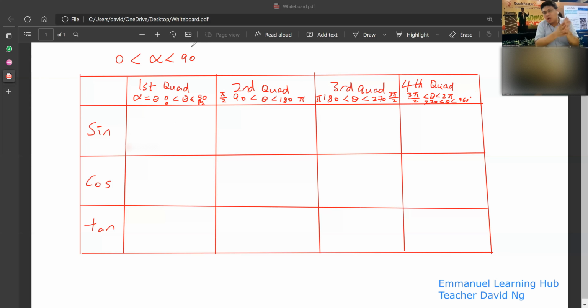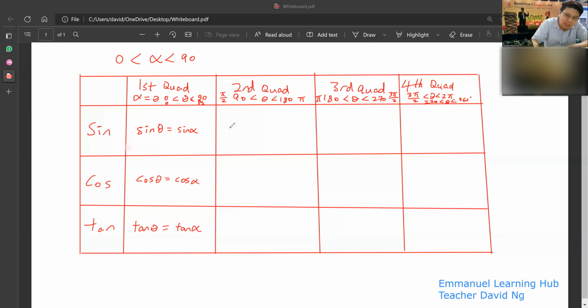Because over time, they'll ask you to simplify some angles. So for example, sine 30, or rather sine theta. Sine theta is sine alpha. Okay, clear? Because in the first quadrant you just follow, because theta is your alpha.